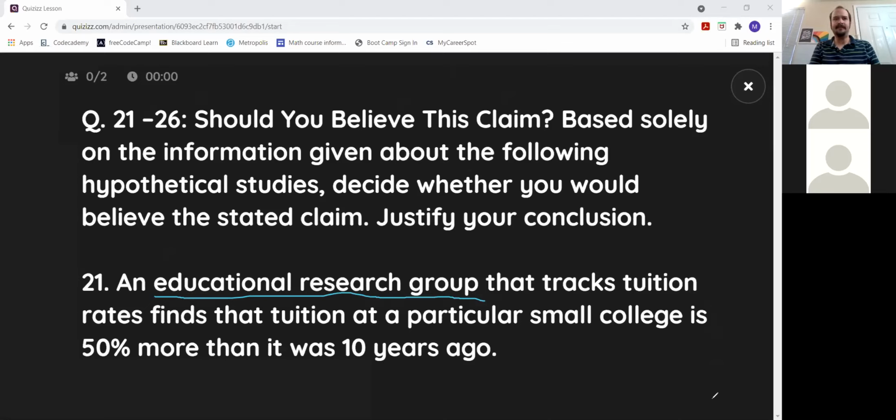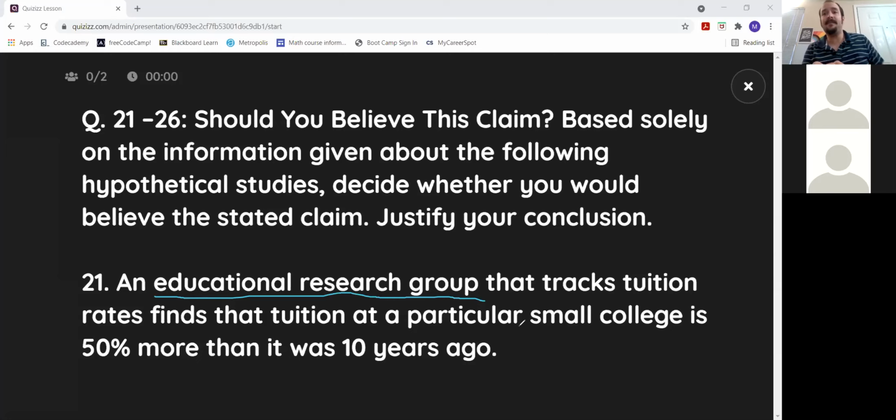Probably. Yes, I would say that's probably pretty good. They're an educational research group. They're probably educated people doing it through grants. It's probably pretty reliable research. They're probably peer reviewed. They're probably publishing their stuff in scholastic journals. They're going to track tuition rates.